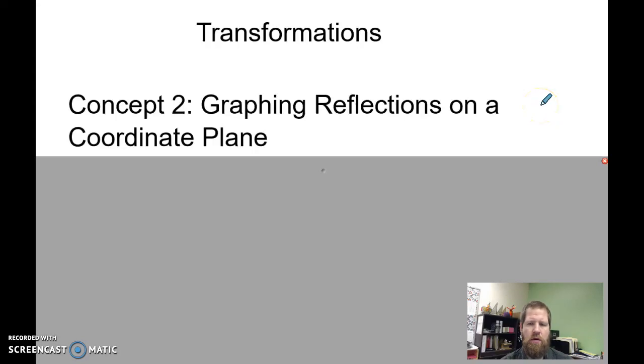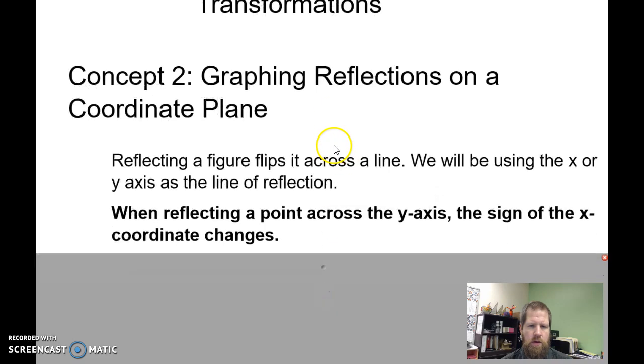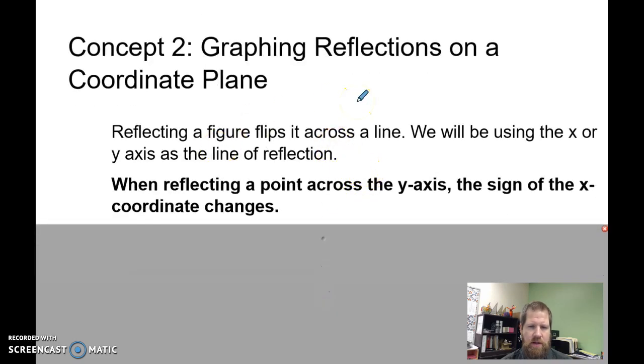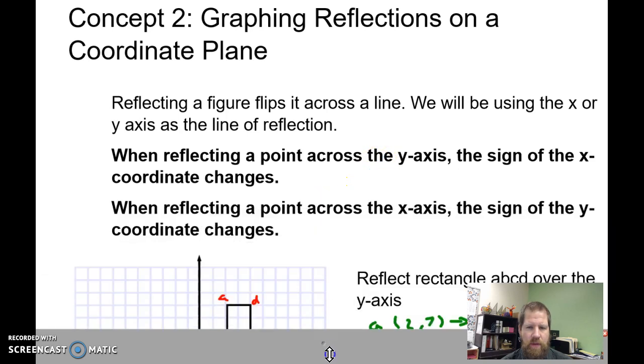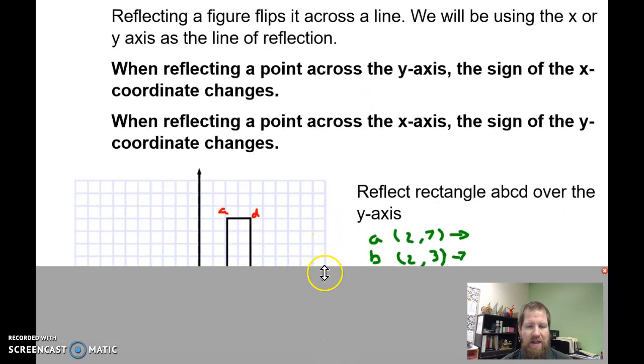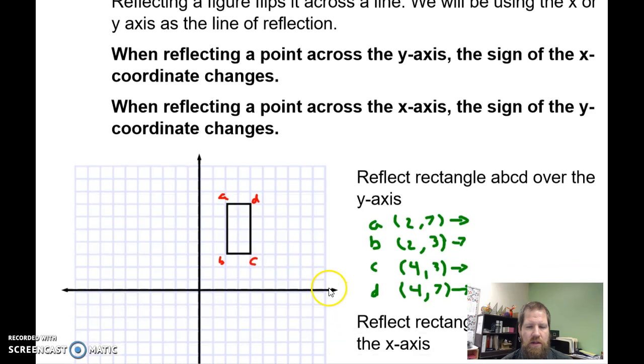Concept 2, graphing reflections on a coordinate plane. So remember, a reflection flips a figure across a line, and we're always going to be using the x or y axis as our line of reflection. What that does is it makes it easy for us because we have a mathematical formula that tells us what our resulting coordinates are going to be.